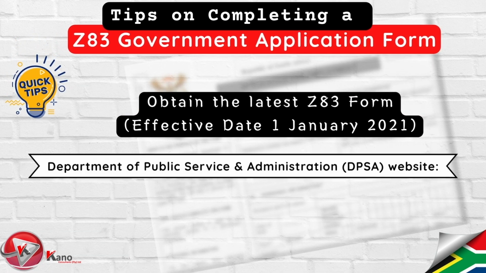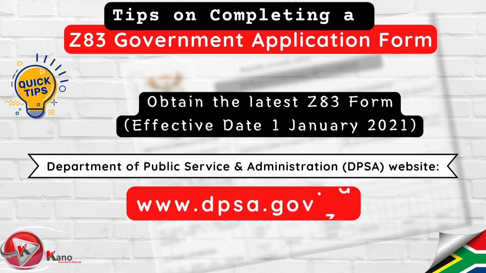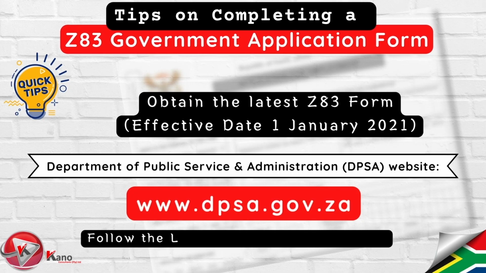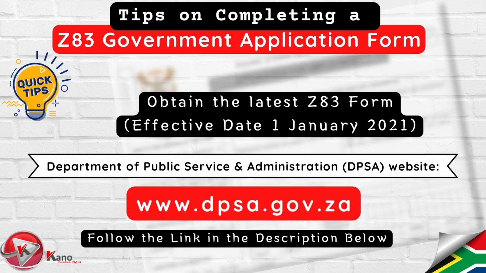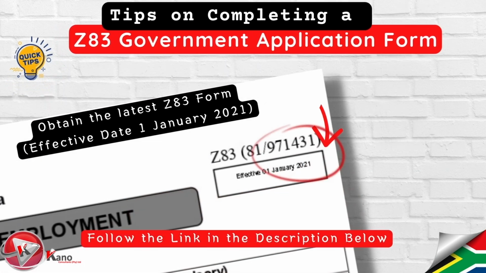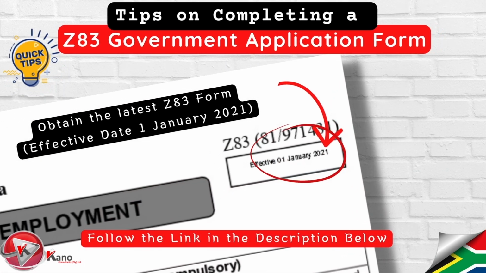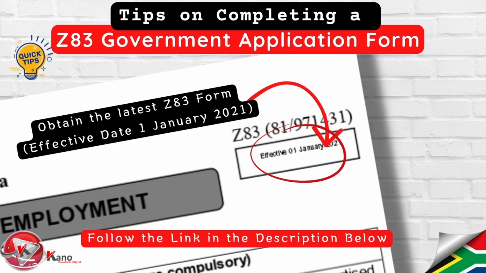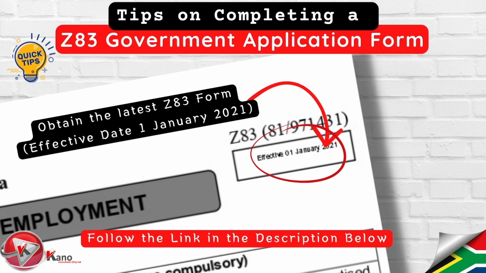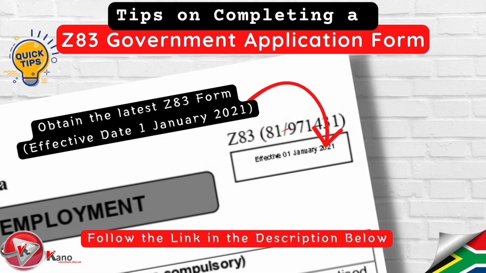To be safe, always download the form directly from the official DPSA website or any other verified government portal. You can also collect a copy of the form from any national, provincial, or local government office. Please note that using an older version of the Z83 form will result in your application being automatically disqualified.